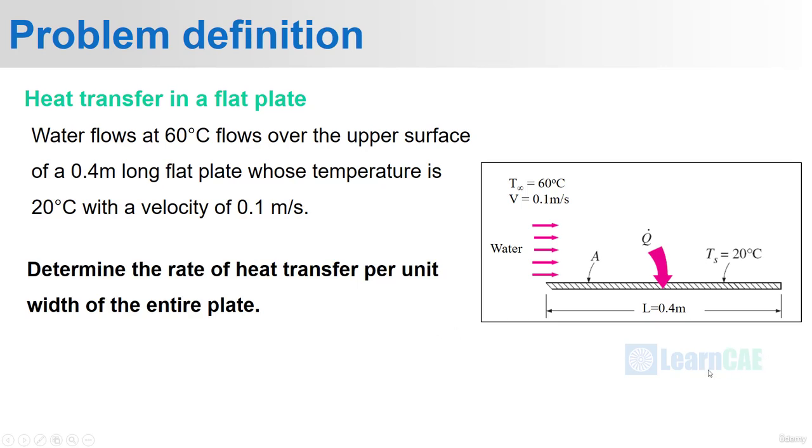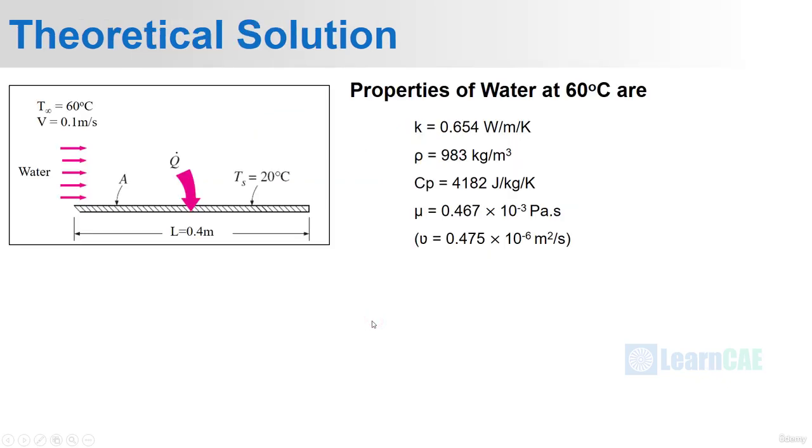Okay, first let us solve using theoretical methods. Let us start. The properties of water at 60 degrees Celsius are given here. The thermal conductivity K is equal to 0.654 watt per meter per Kelvin. The density is 983 kg per meter cube at this temperature. The specific heat at constant pressure is 4182 joule per kg per Kelvin. The dynamic viscosity and kinematic viscosity are given here.